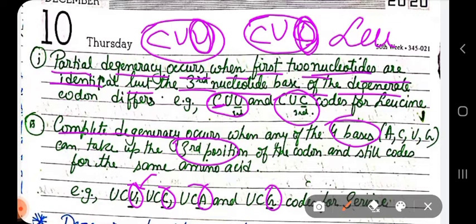Here there are only CUU and CUC codes for leucine, but there is no CUA or CUG. That is called partial degeneracy. But in complete degeneracy, any of the four bases can occupy the third position of the codon, but still they are coding for the same amino acid. That is called complete degeneracy.